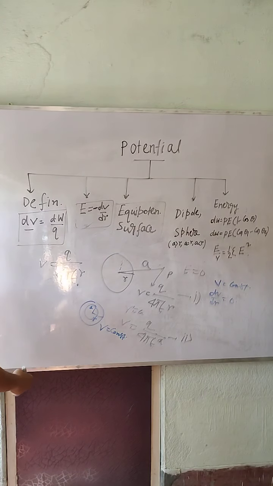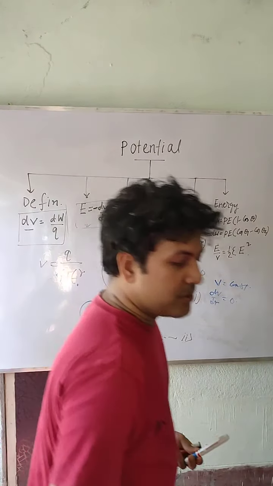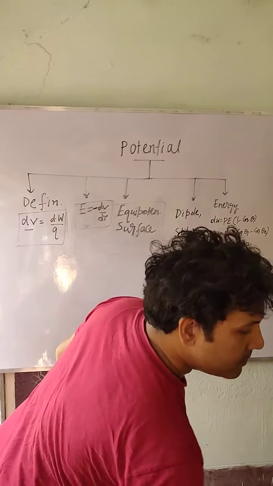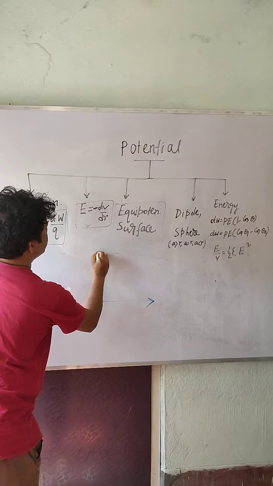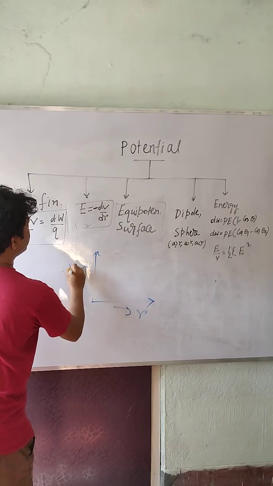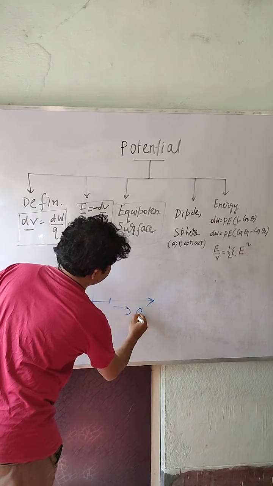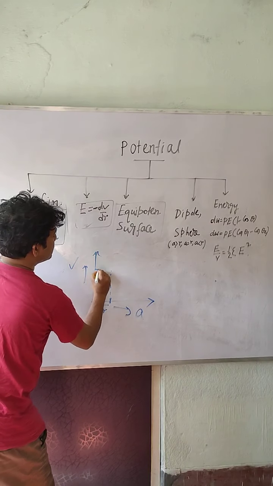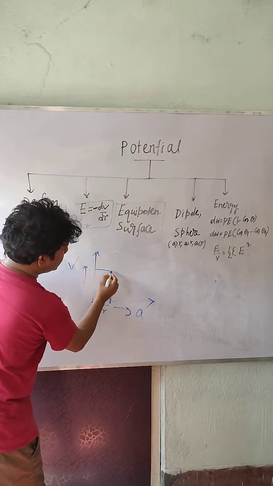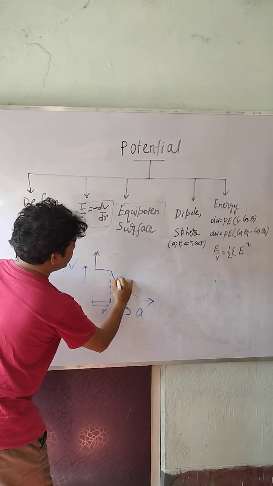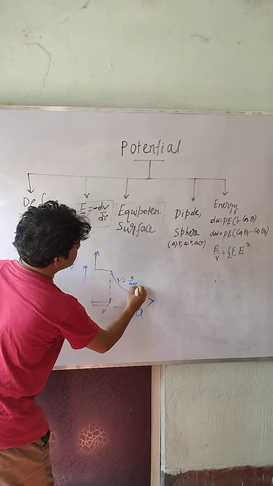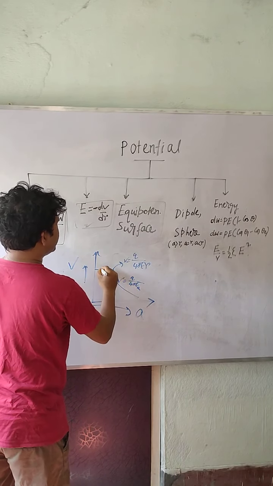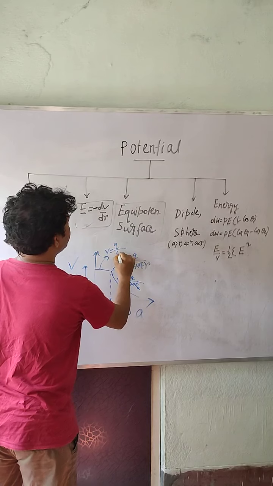And I want to draw a graph of this for a sphere. If we draw the curve, this is r and this is potential. So this is a actually, and this is the radius R. Up to radius R, the potential is constant. So this is the potential on the sphere, and then it is decreasing. I am writing the relation here: V is equal to Q by 4 pi epsilon R, where R is the radius. And here also the same, V is equal to Q by 4 pi epsilon r.